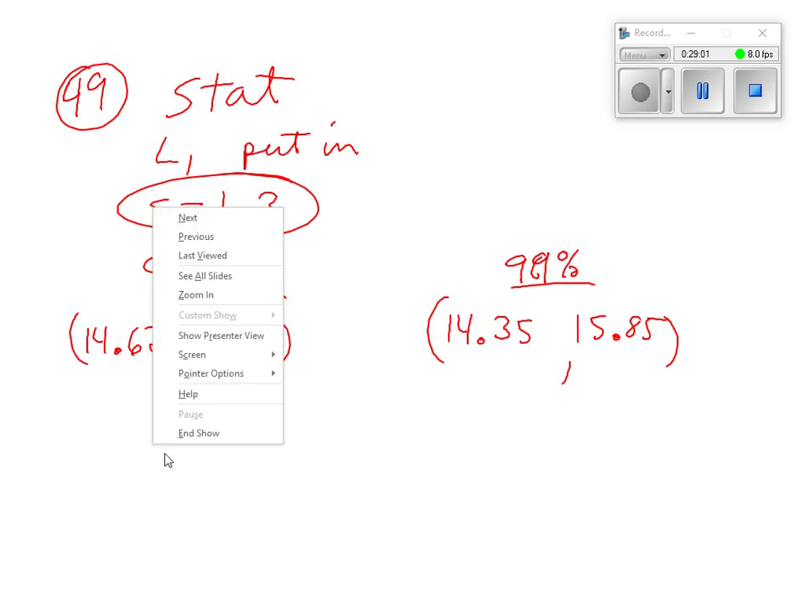Which one did you guys say? Let's, yeah, 53. 53? Yeah. Read it to me. 53 says. Quick, because we got to move.